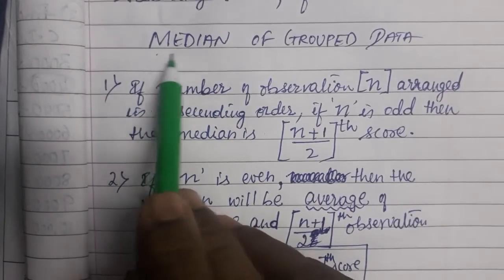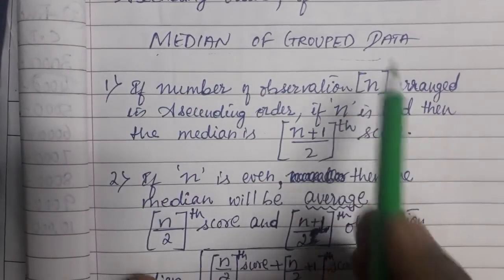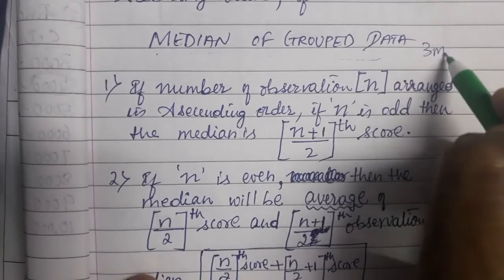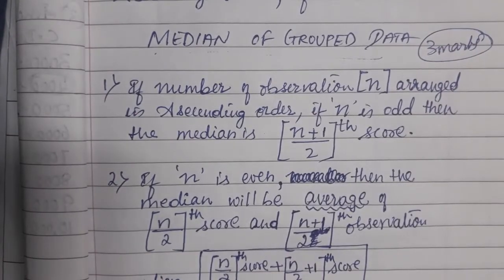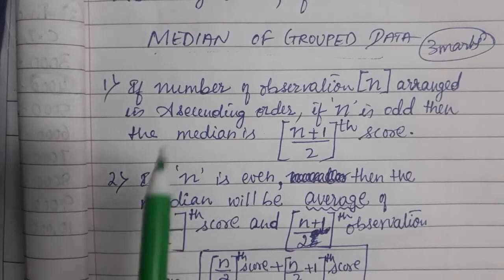Next important concept is median of group data. Definitely you can expect it for 3 marks. Okay, one compulsory question for 3 marks. Learning this is very important. First we'll try to see one or two definitions of 8th and 9th standard.